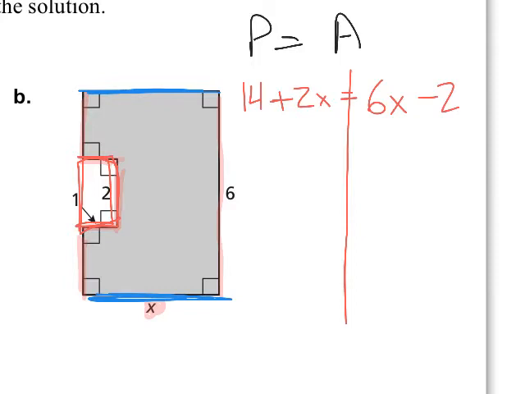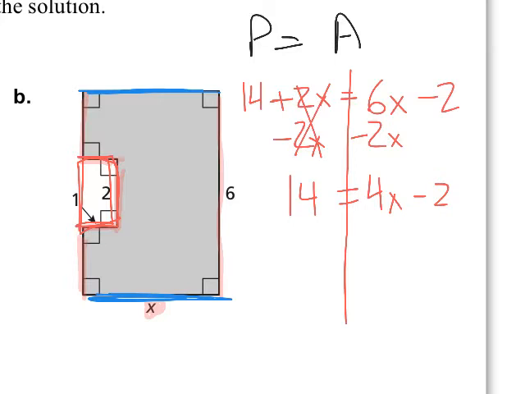It 100% does not matter which side we take variables to. Which side would you like to take my variables to, the left or the right? The right. I heard more right, so we'll do that. My opposite operation to get rid of my 2x is just going to be subtract 2x. That's gone. I'm left with 14 equals 6x minus 2x is 4x. Bring down my minus 2.